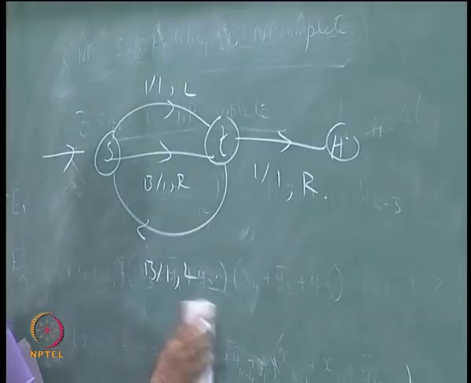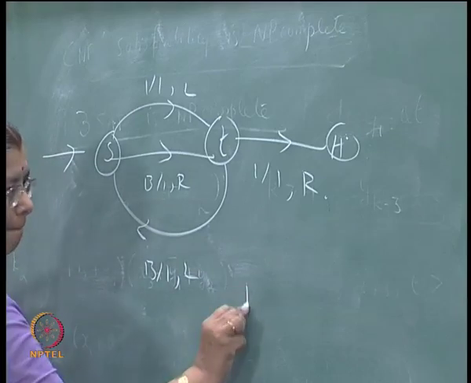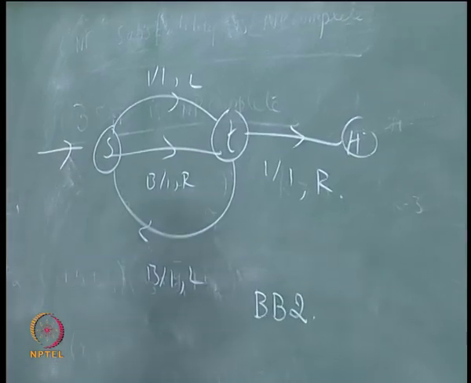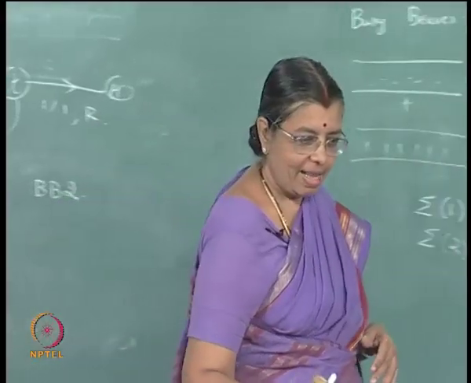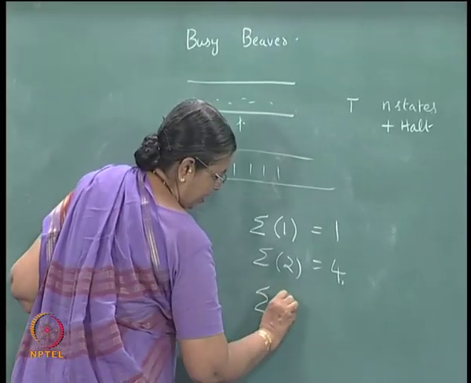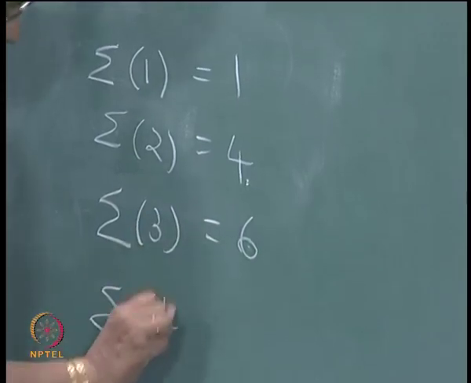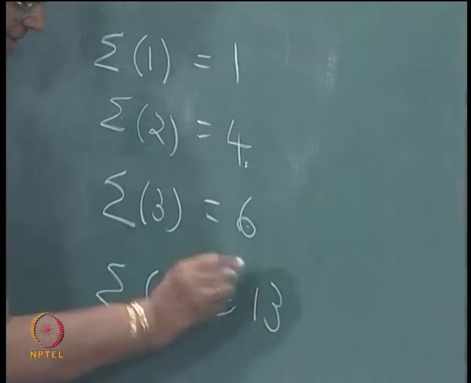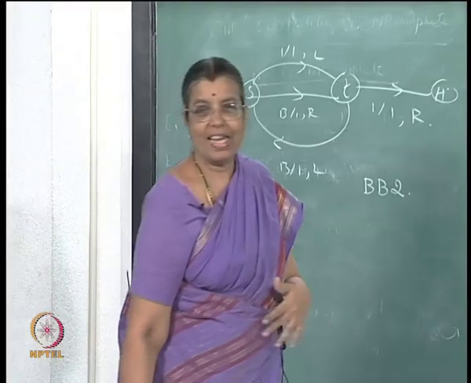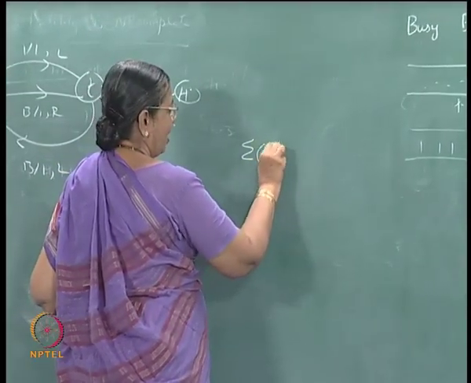This machine is the solution for BB2. The assignment I have asked you to construct BB3, the value for that is sigma 3 is 6, sigma 4 is 13, sigma 5. It is not a computable function, it is very difficult to find out what is the value of sigma 5.